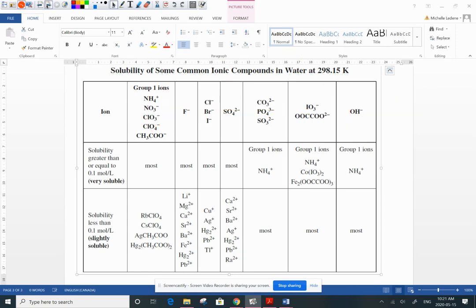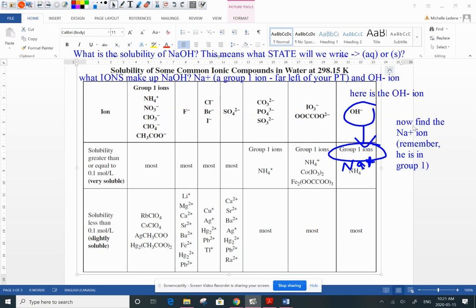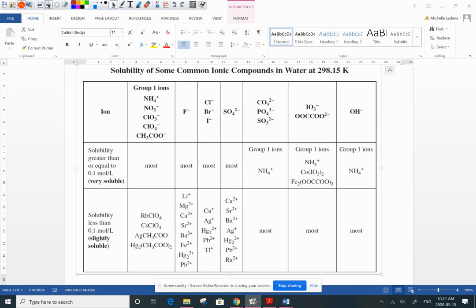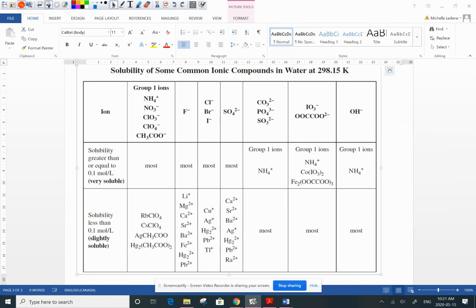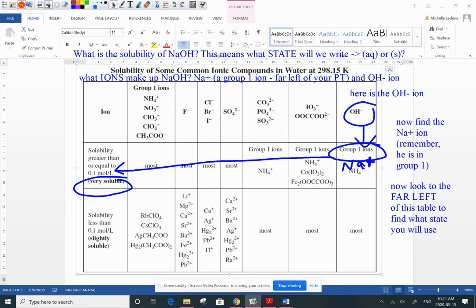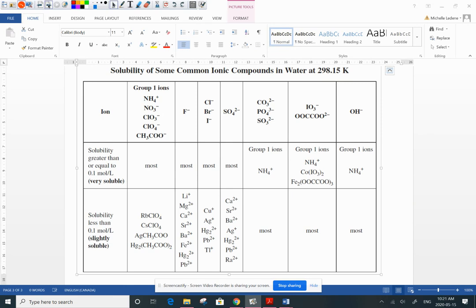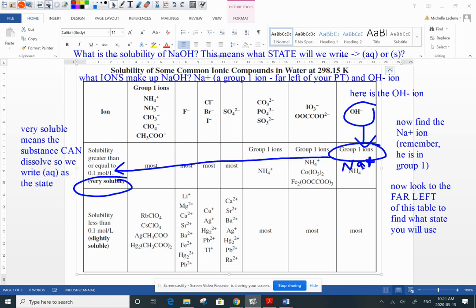Okay, well, next step is to find the sodium ion. Well, remember, he is in group 1. So here he is right here. He's listed with the other group 1 ions. So we're almost there. Our next step is to look to the far left of this table, and then it tells us what state we're going to use. So we look over here to the far left, and it says, oh, it's very soluble. It does dissolve in water, just like the salt and the sugar in that little video. So it means it can dissolve. So we write aqueous as the state.